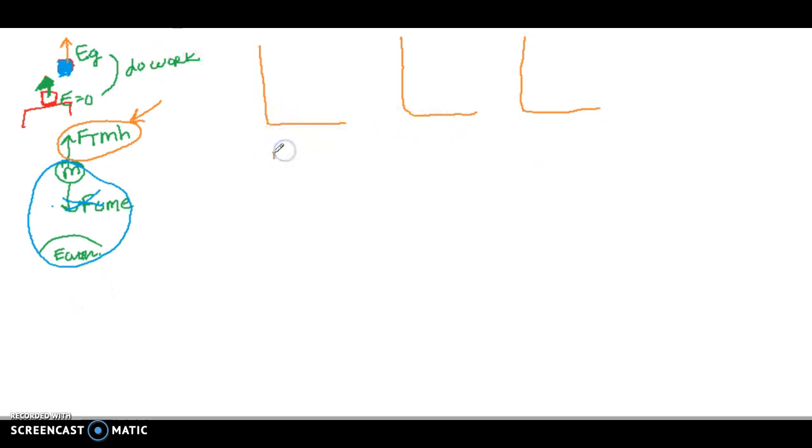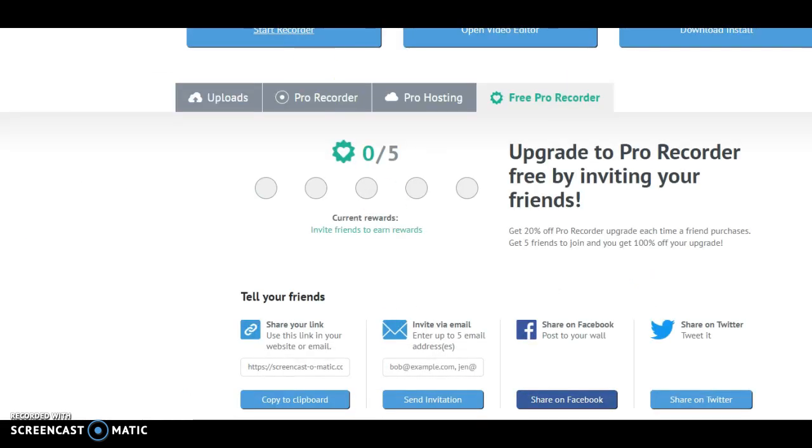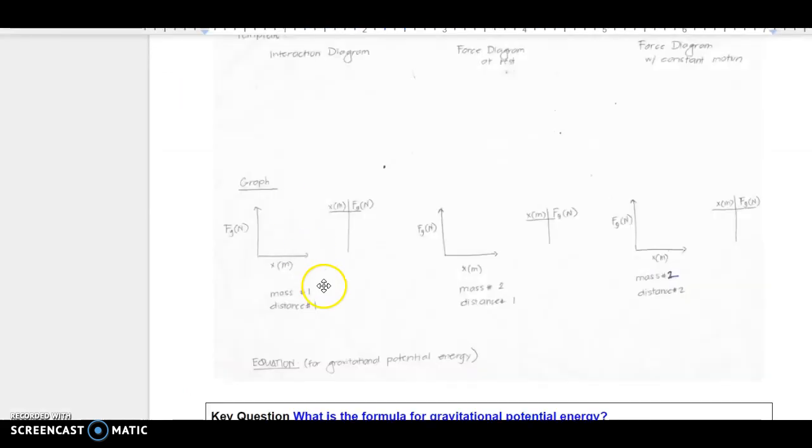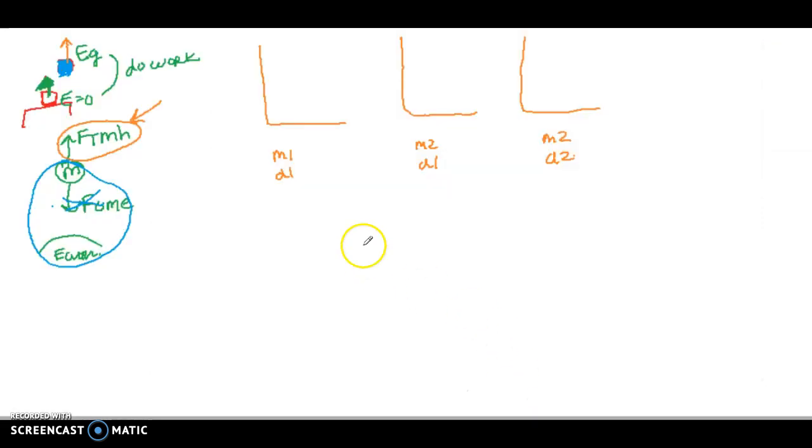Okay, so this is going to be mass 1, distance 1, mass 2, distance 1, mass 2, distance 2, I think. Let me just double check that that was right. I don't want to confuse you. Yeah, okay. All right, so mass 1, distance 1.